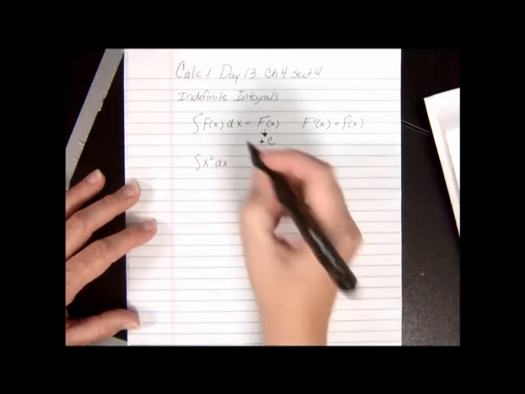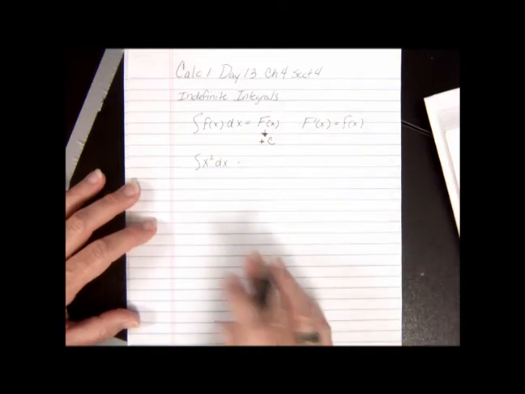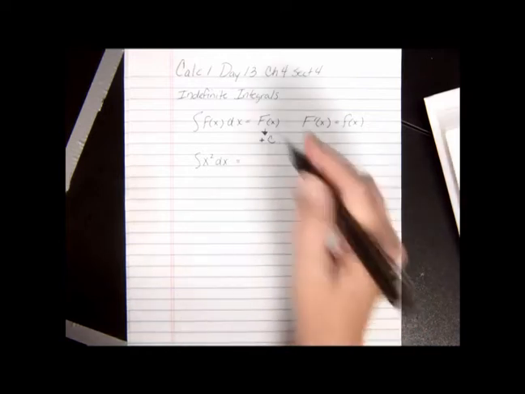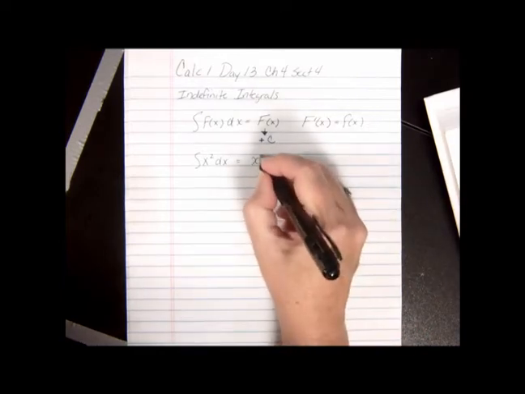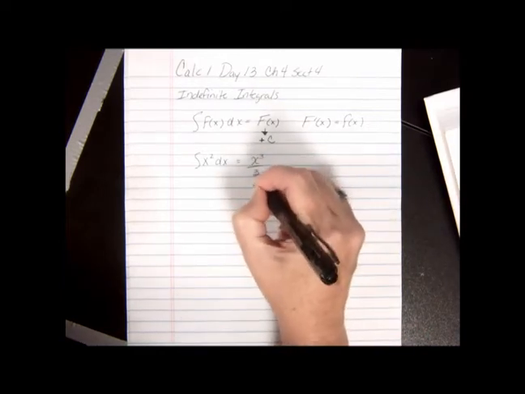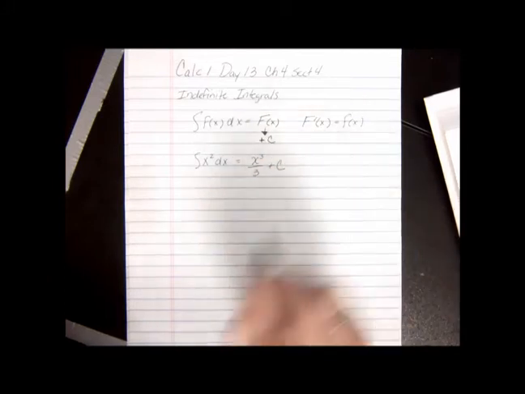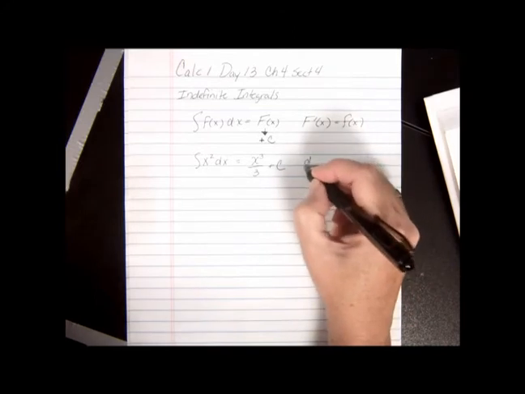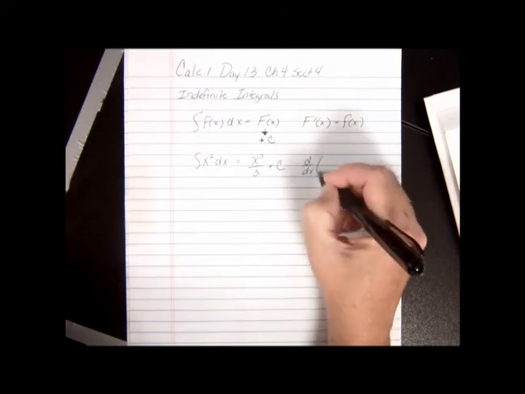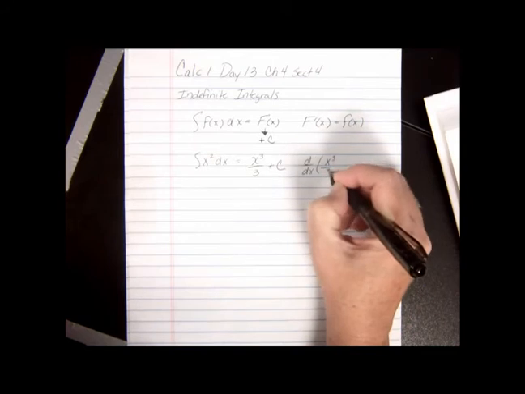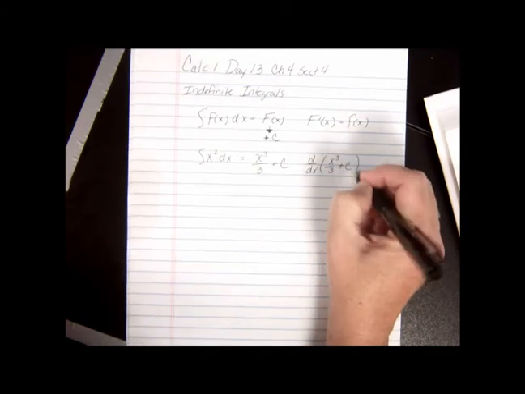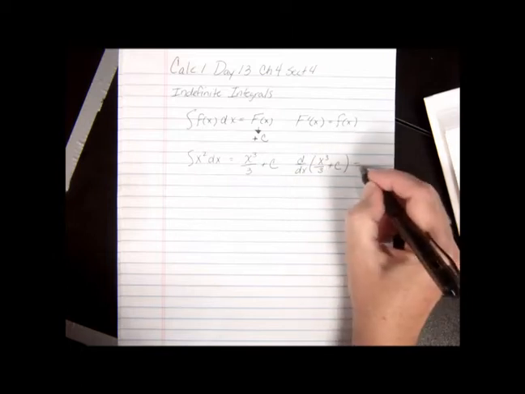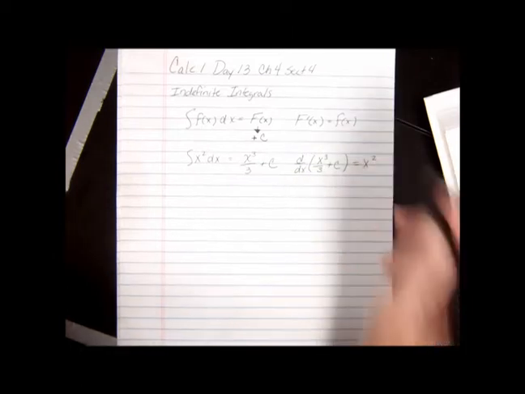Okay, so let's take a look at a couple of real quick easy examples to refresh what we were looking at before when we did the antiderivatives. If I have the integral of x squared dx, that would be x cubed over 3 plus c. And if I then took the derivative of this, when I differentiate it, I will in fact get x squared.